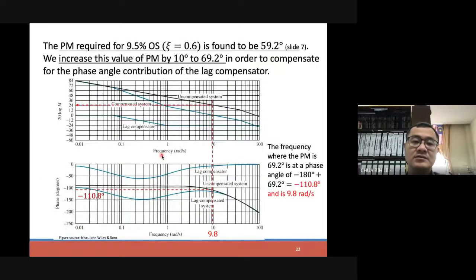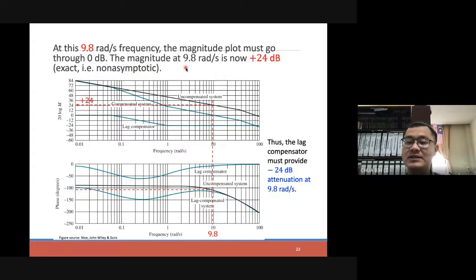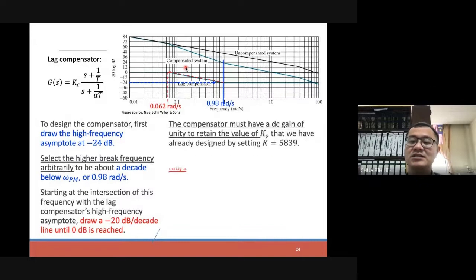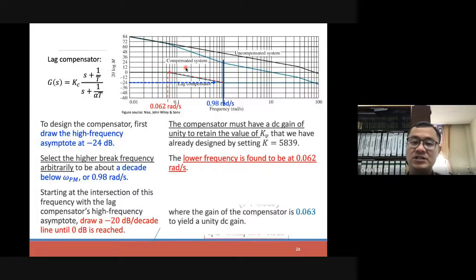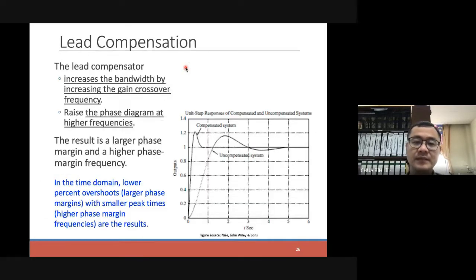Recall what our trial and error values were. We try to increase by 10% over here. That is our design change, which influences all these changes over here. And for the lead compensator, it is a very similar technique. What we would result in is that if you increase the phase margin and increase the phase margin frequency, that's all.